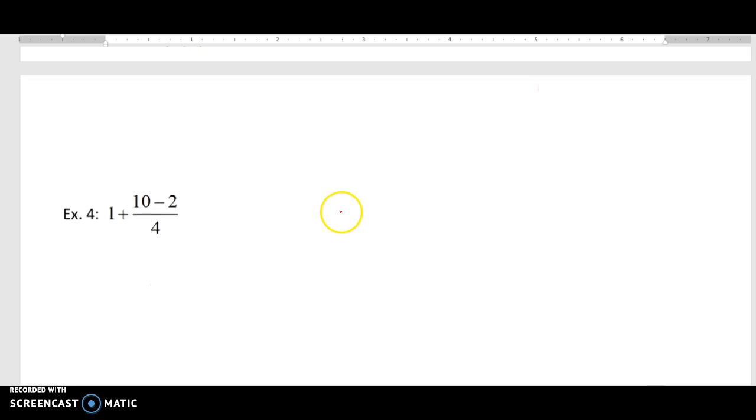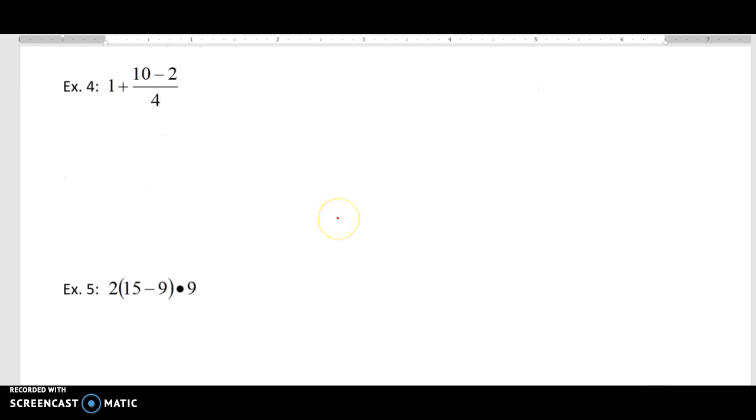All right. Now example 4. When you look at it, you have a fraction here. Anytime you have a fraction, always simplify that first. And all you're basically doing is simplifying the numerator, simplify the denominator, and then divide. So right now I'm going to bring this 1 down. When I do 10 minus 2, I get 8 over 4. And remember, all fractions are division problems. 8 divided by 4 is 2. 1 plus 2 is 3. Okay?